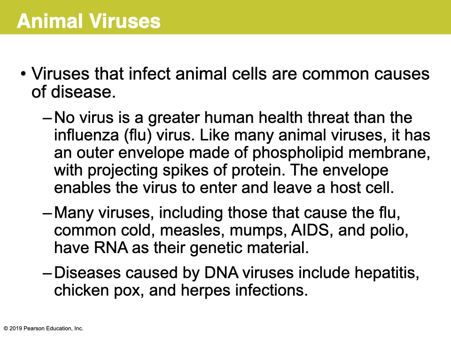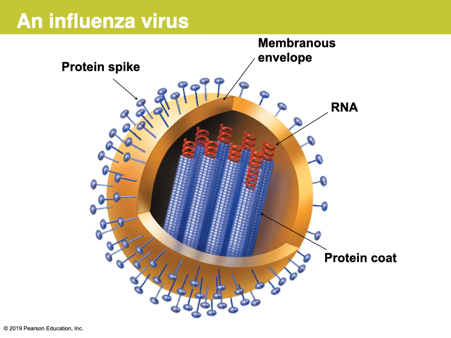The other cool thing about the envelope is that instead of the proteins binding it to the next cell, the envelope can allow it to merge that membrane with that of a host cell and dump the contents inside. So pretty nifty little trick there. Now, many viruses, like those with influenza, common cold, measles, mumps, AIDS, and polio, have RNA as the genetic material. Diseases associated with viruses with DNA include hepatitis, chickenpox, and herpes infections. And here's an example of a membranous envelope and enveloped virus.